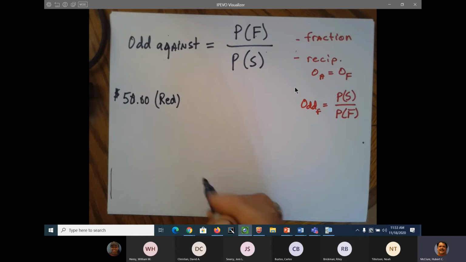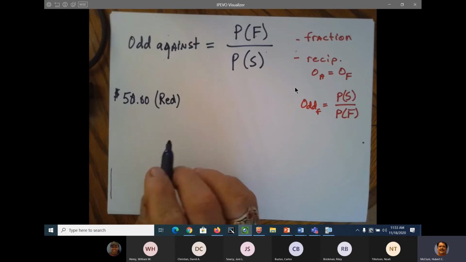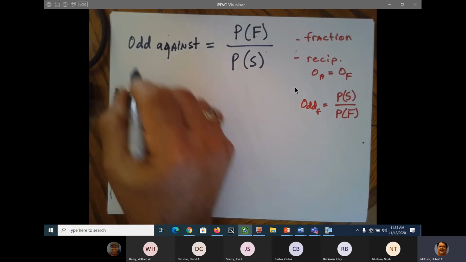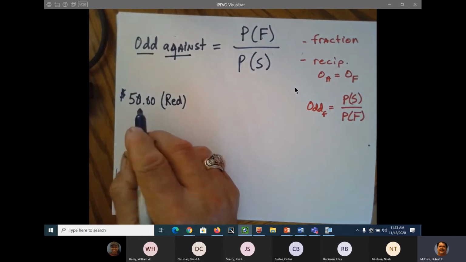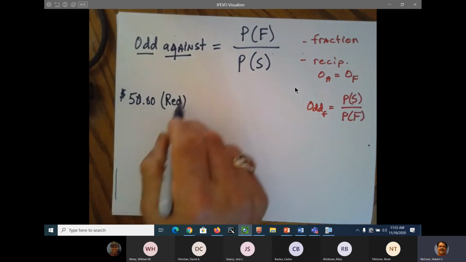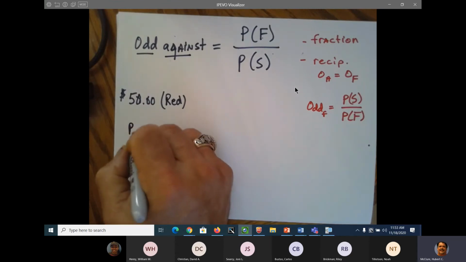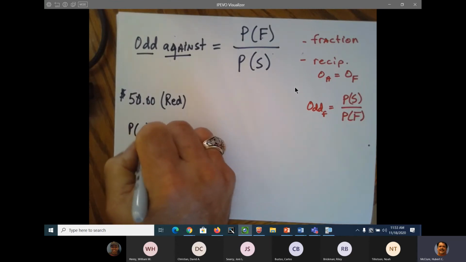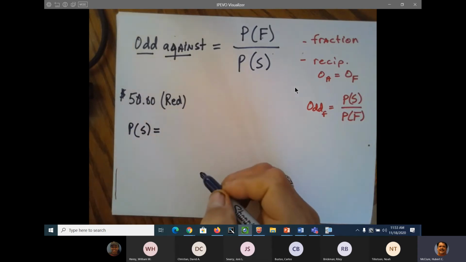That ain't the way it goes. Okay? The way it goes is I pick the card, and if I win, this is how much I get because of the odds against. So the probability of winning in this question right here, the probability of success. How many red cards are there in a deck of cards?